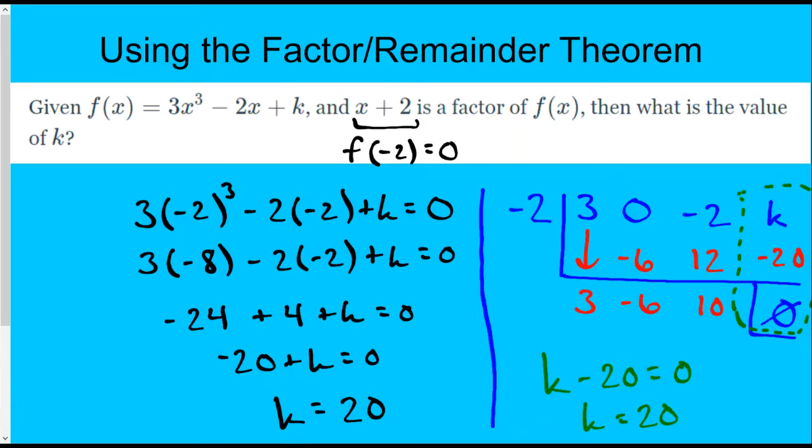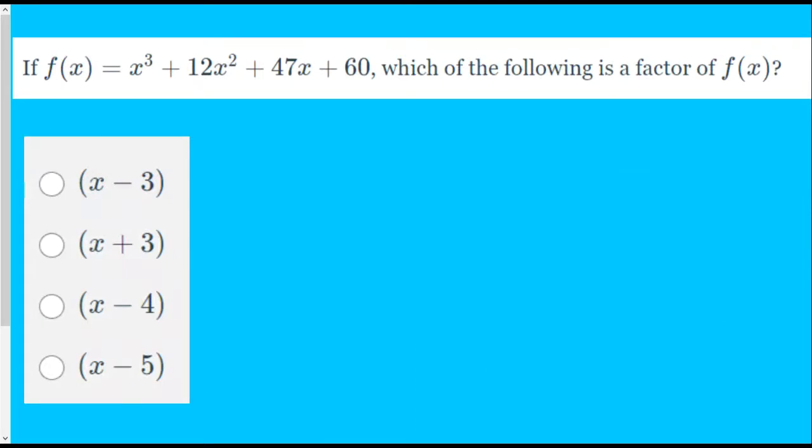Okay, so let's take a look at another type of problem. If f of x equals x cubed plus 12x squared plus 47x plus 60, which of the following is a factor of f of x? Well, the old way, how many times would you have to do synthetic division? Probably 4. Because you'd have to see, does this one give me a remainder of 0? Does this one? Does this one? Does this one? But there's an easier way to do it, and that's using the factor and remainder theorem.